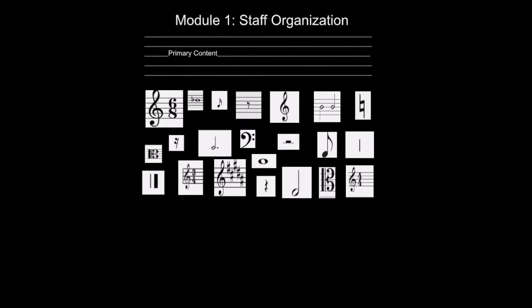We can say that the primary musical content on the staff consists of clefs (treble, bass, alto), key signature, time signature, notes as specific pitches, notes as specific durations, rests as durations of silence between notes, accidentals (sharps, flats, and naturals), and bar lines at the very beginning, between measures, and a double bar line at the end of a piece.